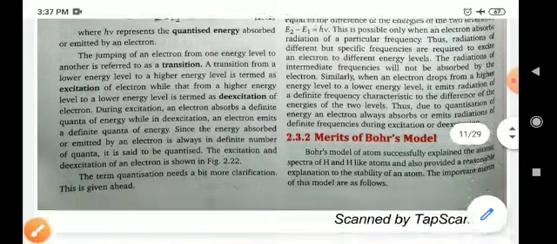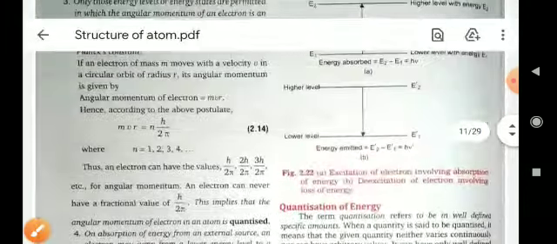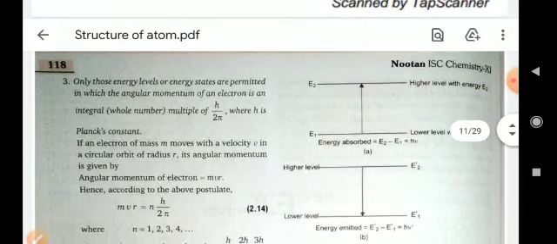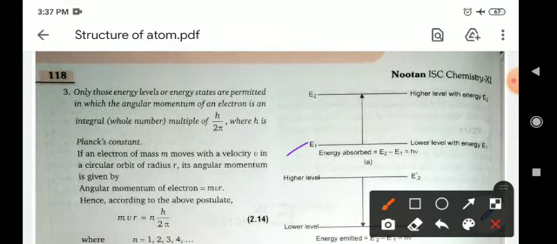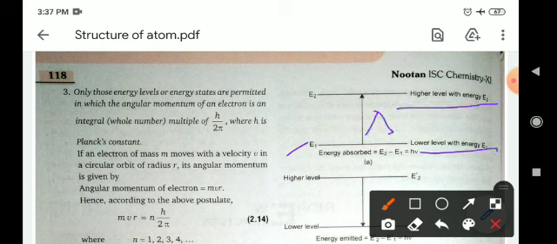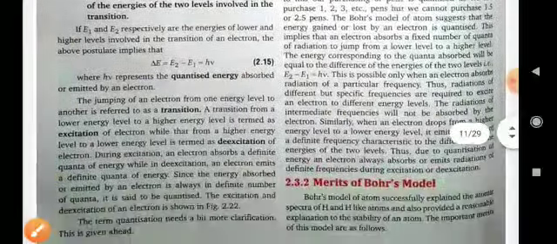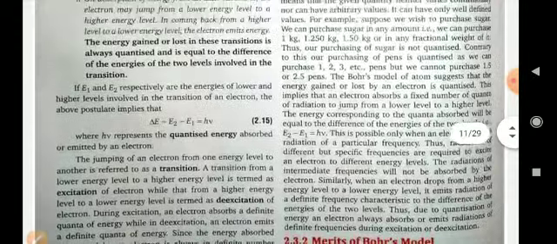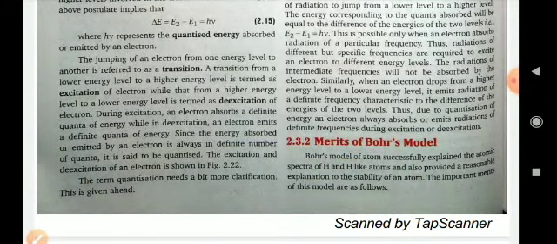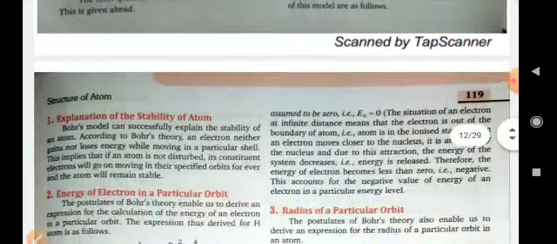So the energy difference is calculated on the basis of this. You can see here the energy state E1, energy absorbed, E2 minus E1, the lower energy state and the higher energy state, and that will be delta E, the change in energy. So these were the postulates of Bohr's atomic model. Now let us come to the merits of Bohr's atomic model.